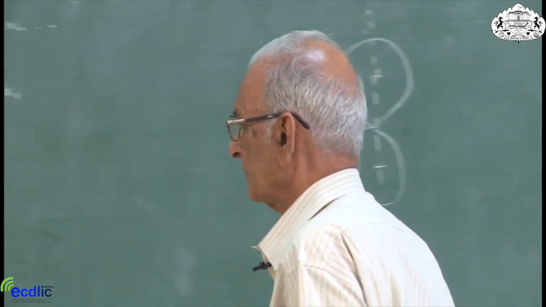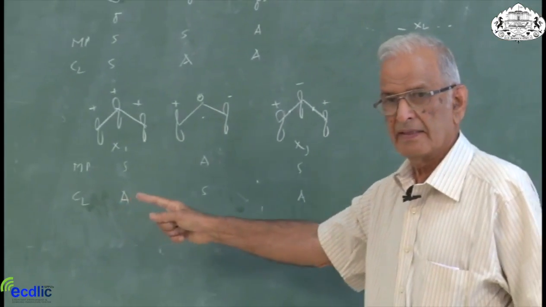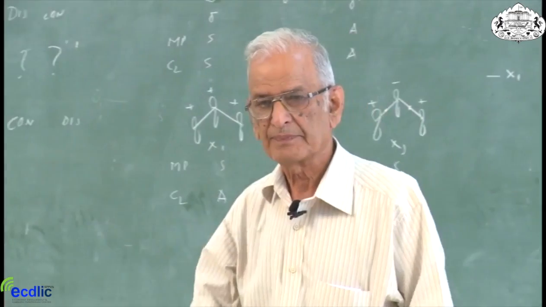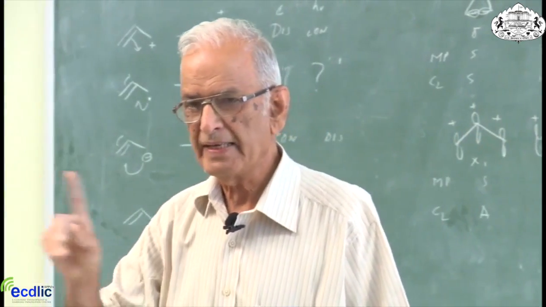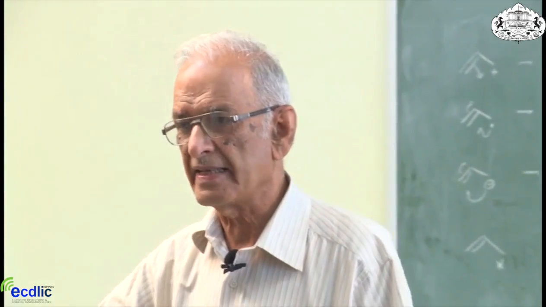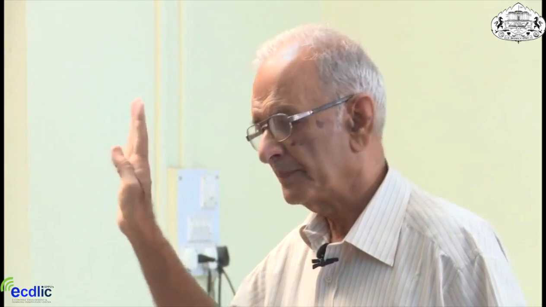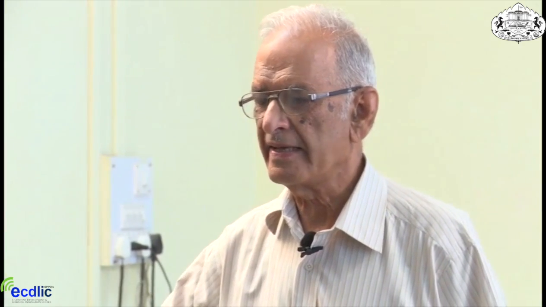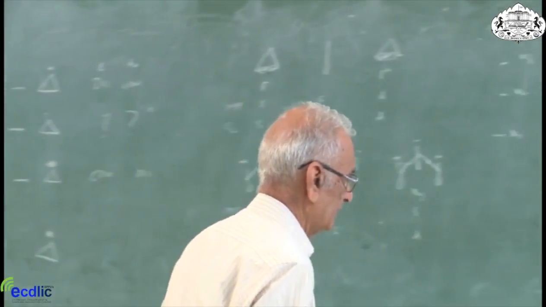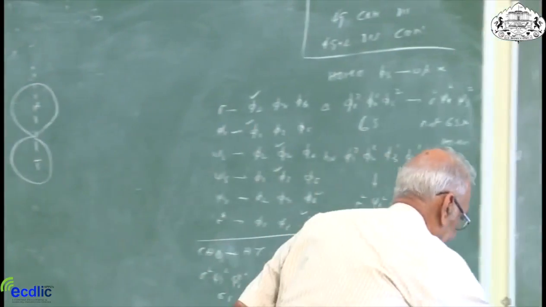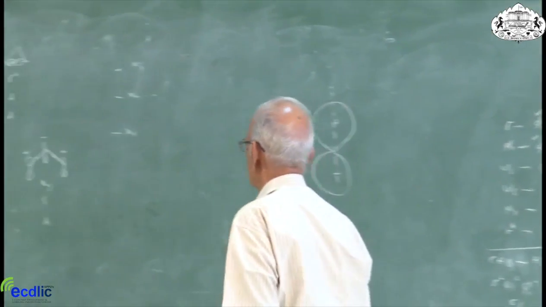Once again, what do we see in the open chain system? Mirror plane S A, S A, S A, S A. Even if you do not know how to draw the orbitals, you do this. And for C2, A S, A S, A S. Without knowing how to draw the orbitals, you can do this quite easily. So, now let us do the picture.